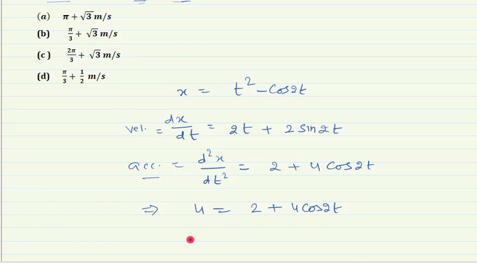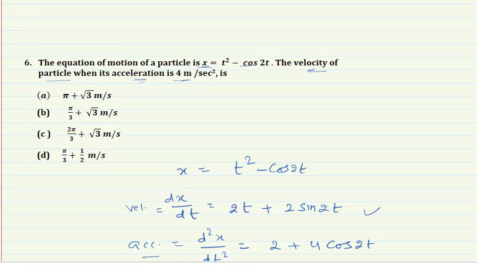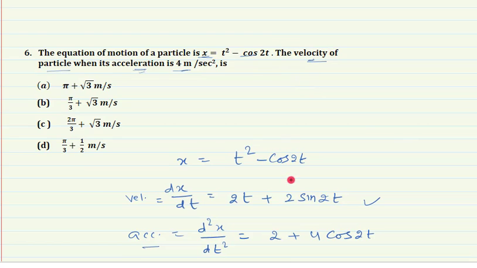So from here you will get cos 2t is equal to 1 upon 2, which gives you 2t is equal to pi by 3. Now put the value of 2t over here in this expression of the velocity. Why? Because we need to calculate the velocity. So your B option will be the correct option for this question.